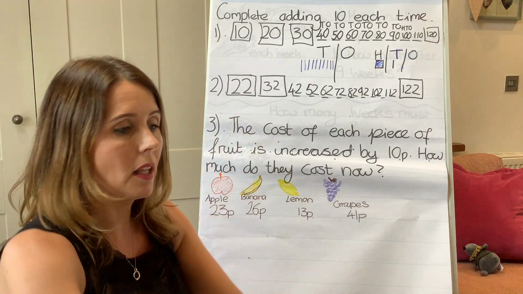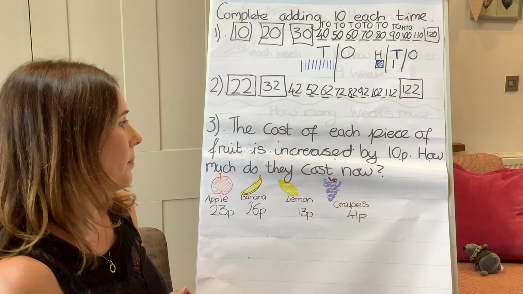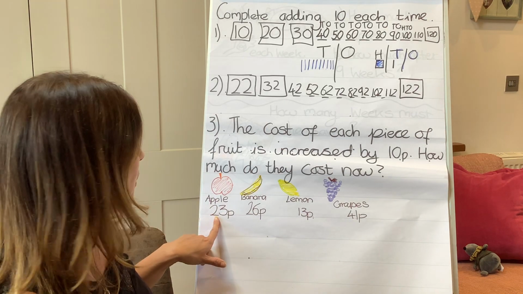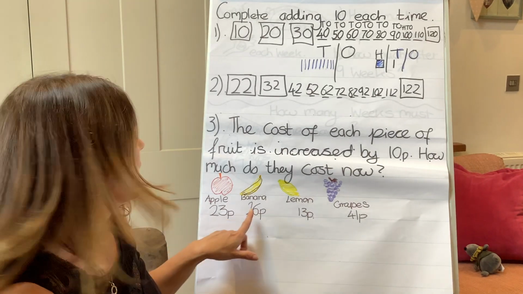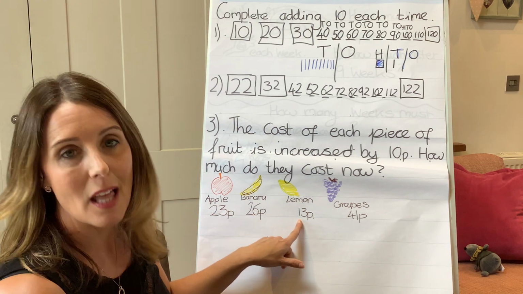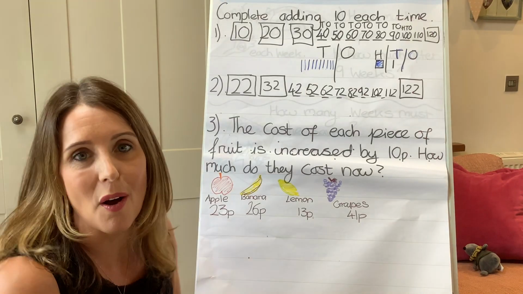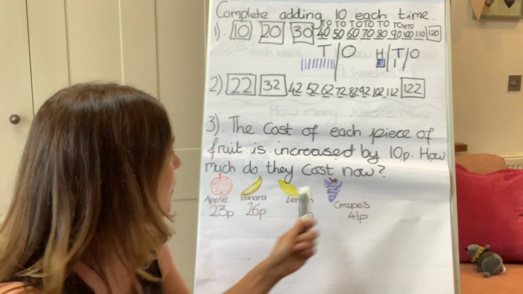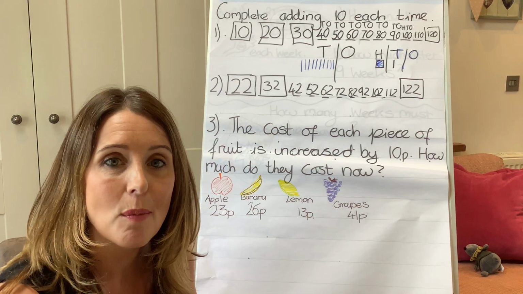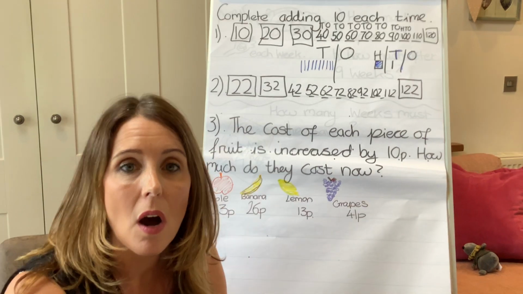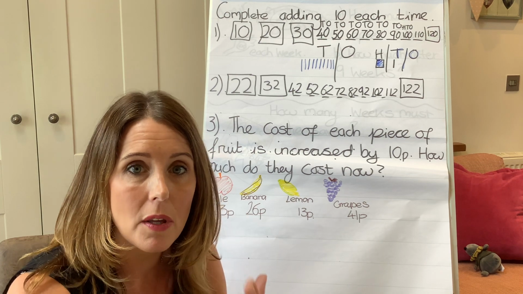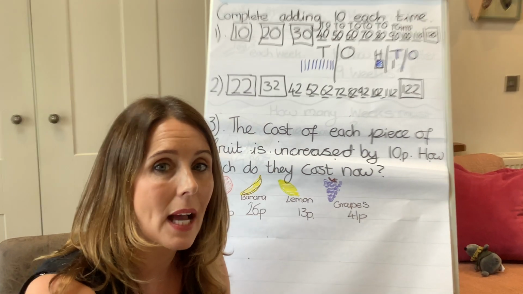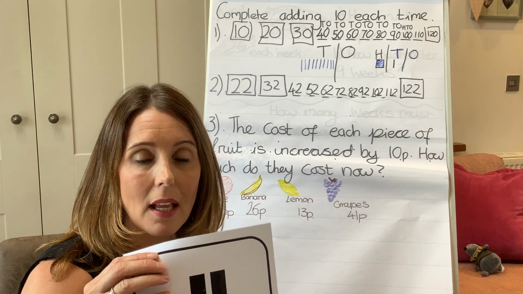Now the third question, the cost of each piece of fruit is increased by 10 pence. How much do they cost now? So the apple is 23 pence, the banana is 26 pence, the lemon is 13 pence, and the grapes are 41 pence. So I want you to have a think about this one. You're going to add on 10 more pence to those amounts. How much are they going to cost now? What can you do? Are you going to use base 10 to help you? Or are you going to count down on 100 square to help you? So see if you can do it mentally without counting on in ones, okay? So pause it and off you go.